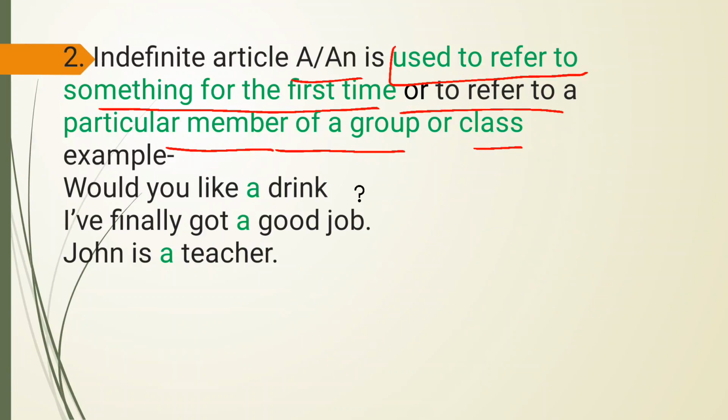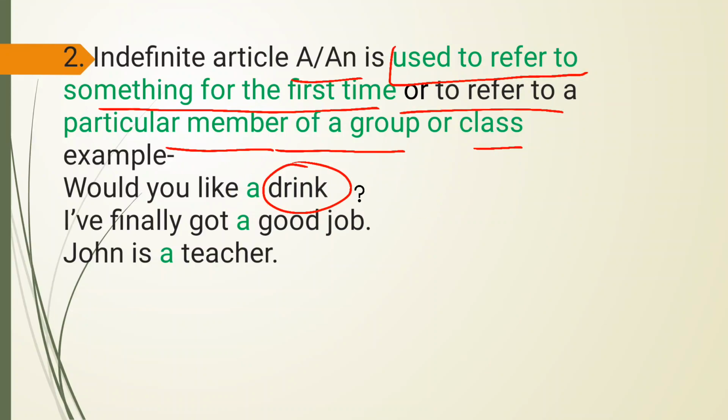Would you like a drink? Here, this drink can be anything. It can be coffee, milk, juice, anything. So, the drink has not been specified and this noun is beginning with a consonant sound, and that is why we are using article a.